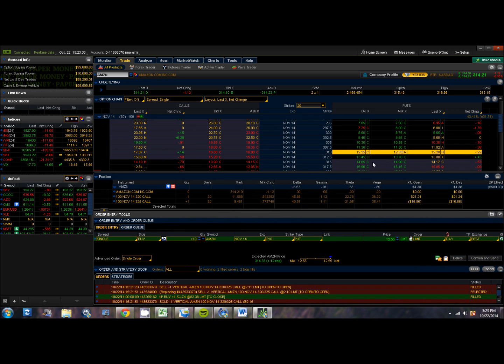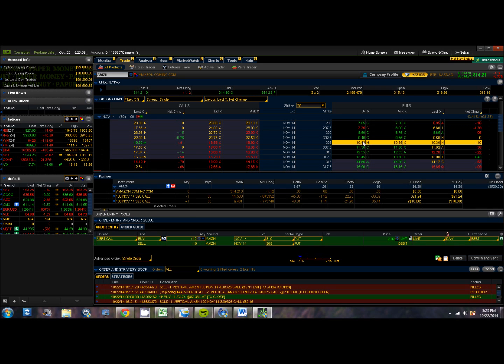And I want to sell the 305 put. So once again, how am I going to do that? I'm going to hold down control and click sell. And so you see, once again, Thinkorswim is figuring out that I want to do a vertical spread. And this is going to be a long put spread.